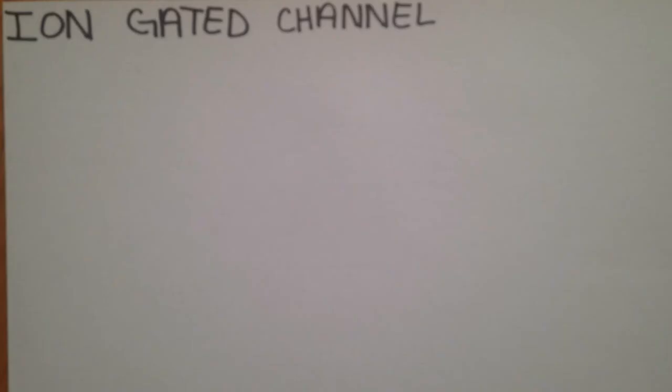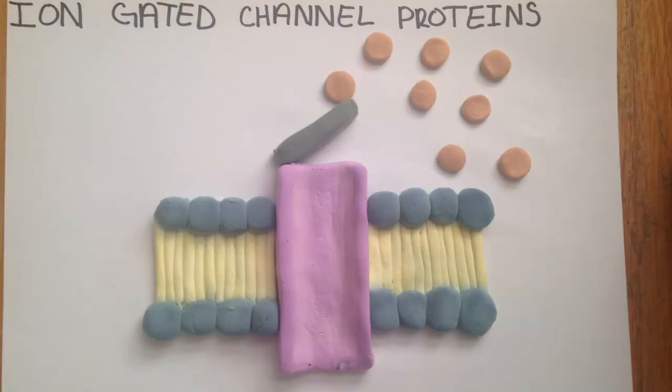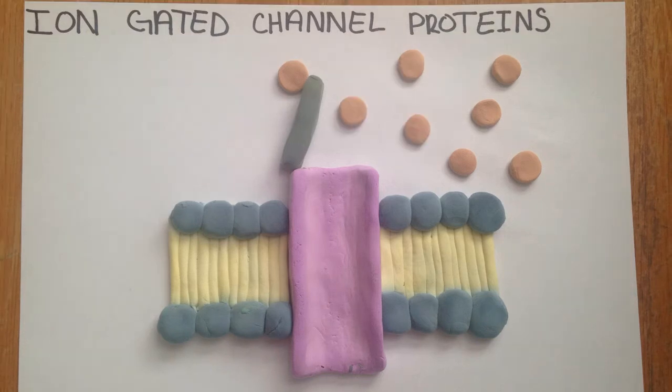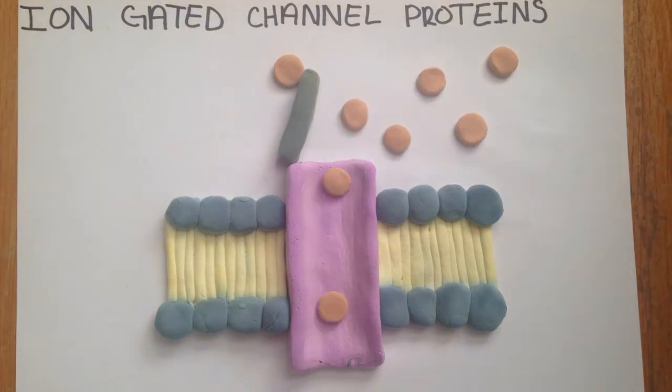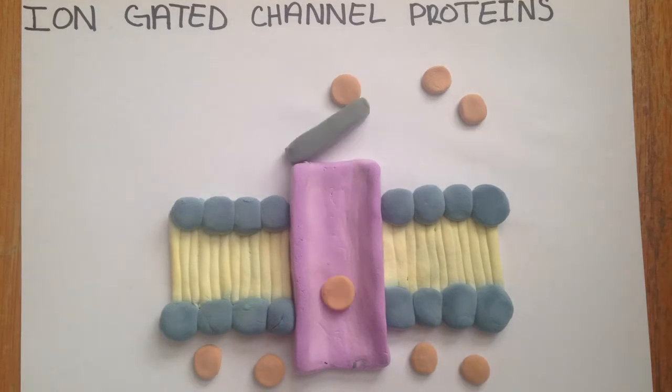Ion-gated channel proteins are channel proteins that have two shapes: an open shape and a closed shape. What will happen is a molecule will bind to the closed shape, causing the protein to change to an open shape, which will allow molecules to pass through the cell membrane. When the bound molecule is removed or knocked off, the protein will change back to a closed shape until a molecule binds again.